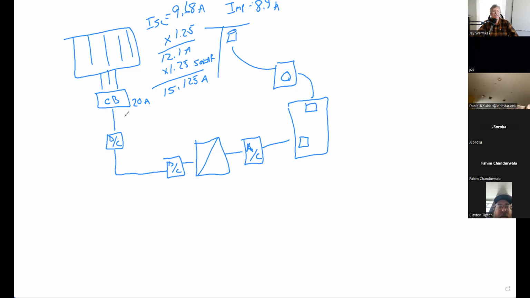Draw it a guess. Would it be based on 20 amps and higher?